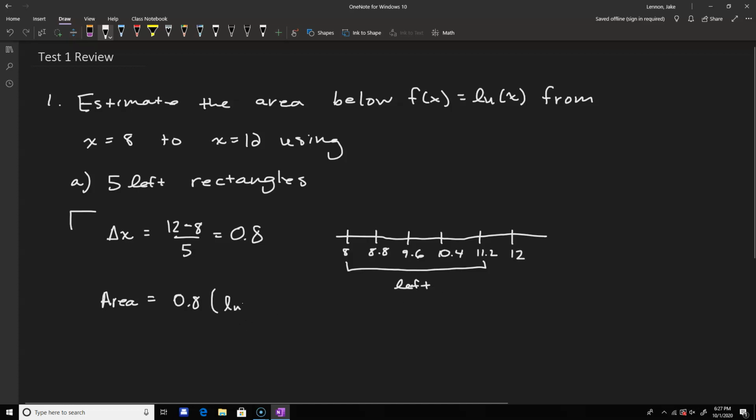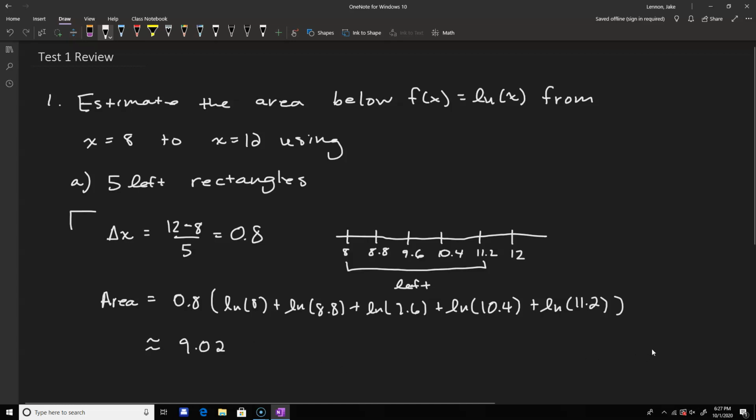So it's going to be 0.8 times the natural log of 8 plus the natural log of 8.8 plus the natural log of 9.6 plus the natural log of 10.4 plus the natural log of 11.2. And from there you can just plug that into your calculator and estimate that using 2 decimal places. So that comes out to 9.02.